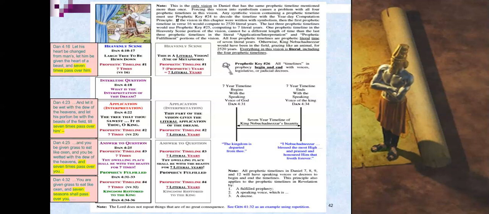Okay, that is just a prime example of what happens when you do not pay attention to how these timelines work. If that is a symbolic vision, then that timeline has to be symbolic time. And that means King Nebuchadnezzar would have been in the field till 1920, 100 years ago. And he's not.